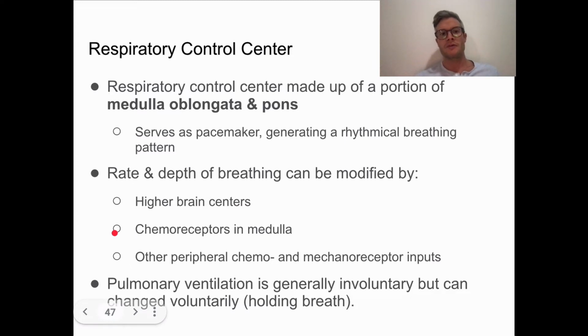But we have chemoreceptors in our medulla oblongata, again, something that controls the rate and depth, which I already mentioned. And there's also lots of other receptors throughout our body. We're going to cover those in detail coming up here that will help feed back information to our medulla and pons to help us control our breathing.